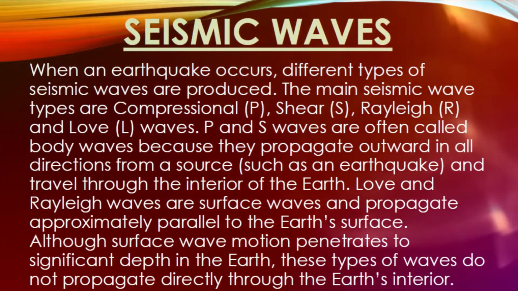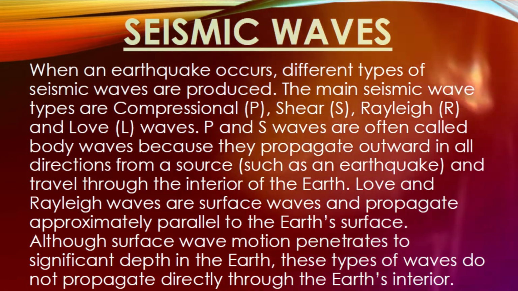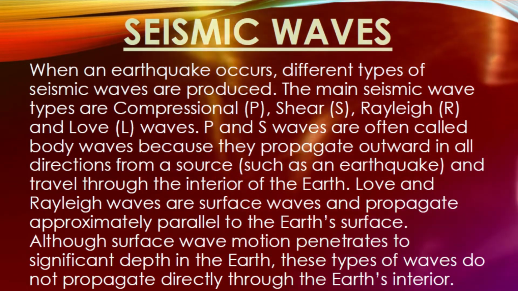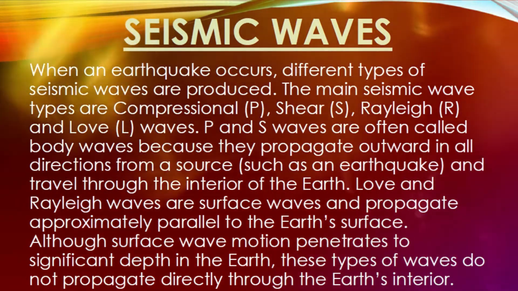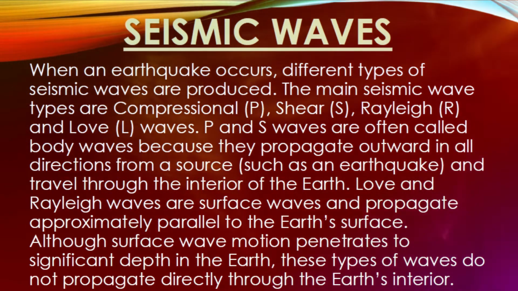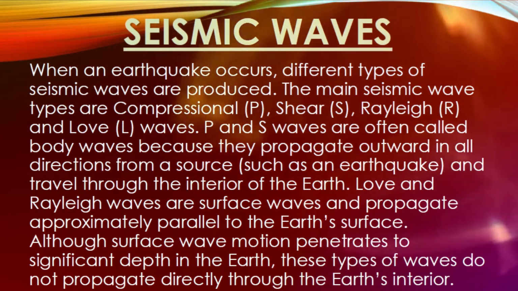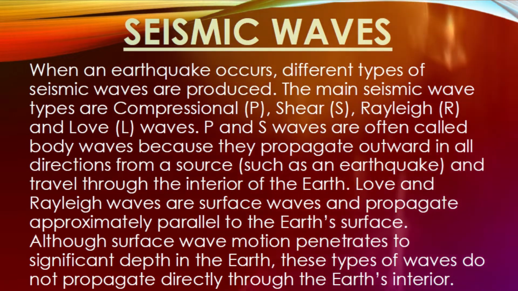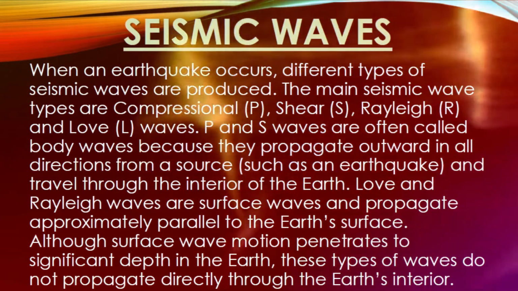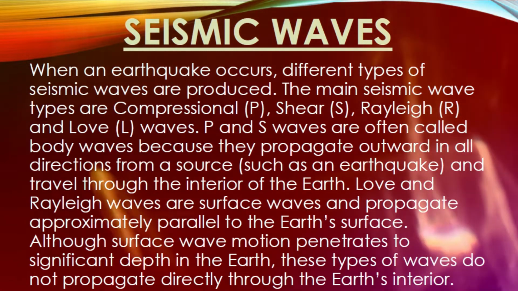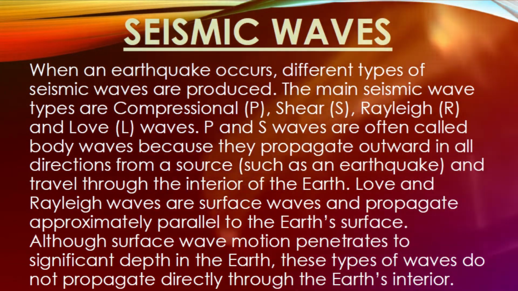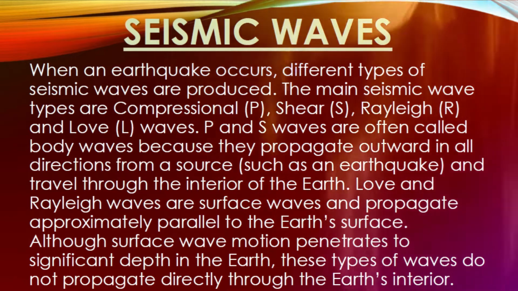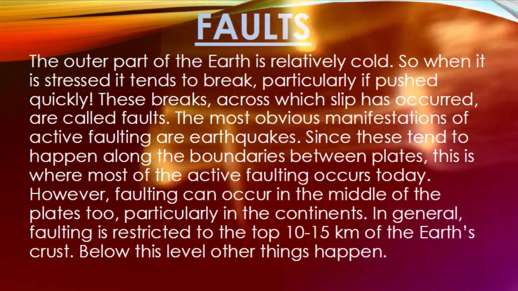Now we talk about seismic waves. When an earthquake occurs, different types of seismic waves are produced. The main seismic wave types are compressional, P, shear, S, Rayleigh, R, and Love, L, waves. P and S waves are often called body waves because they propagate outward in all directions from a source, such as an earthquake, and travel through the interior of the earth. Love and Rayleigh waves are surface waves and propagate approximately parallel to the Earth's surface. Although surface wave motion penetrates to significant depth in the Earth, these types of waves do not propagate directly through the Earth's interior.